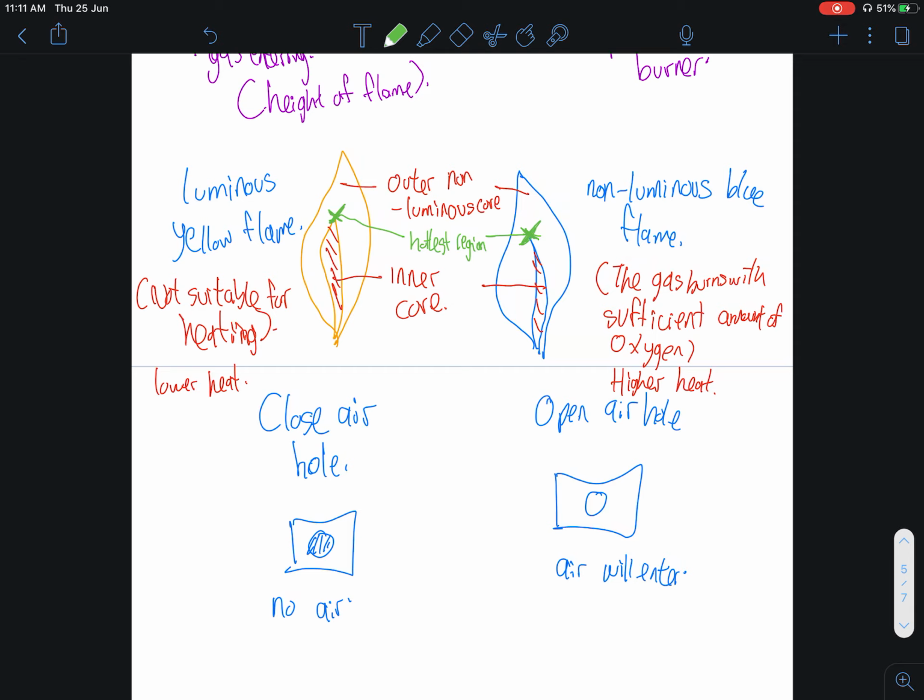So the size of the air hole helps to determine the type of flame produced, and to avoid a strike back, ensure that the rubber hose is always attached tightly to the gas outlet and the Bunsen burner.